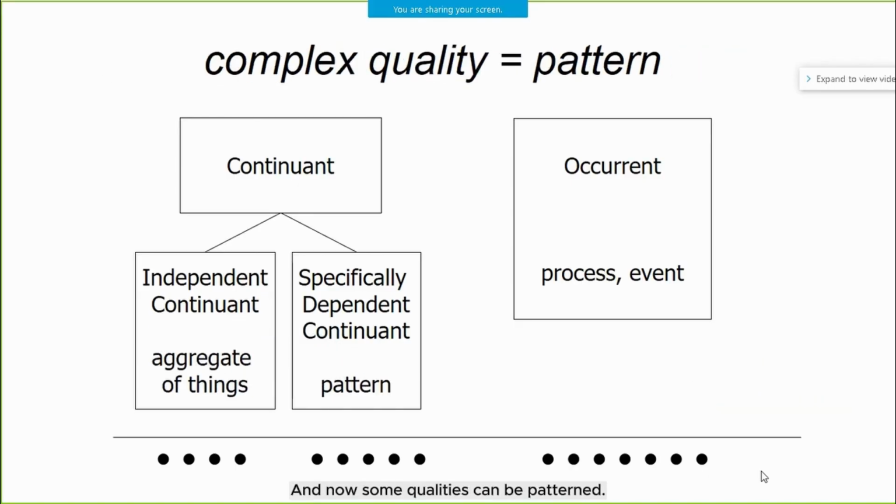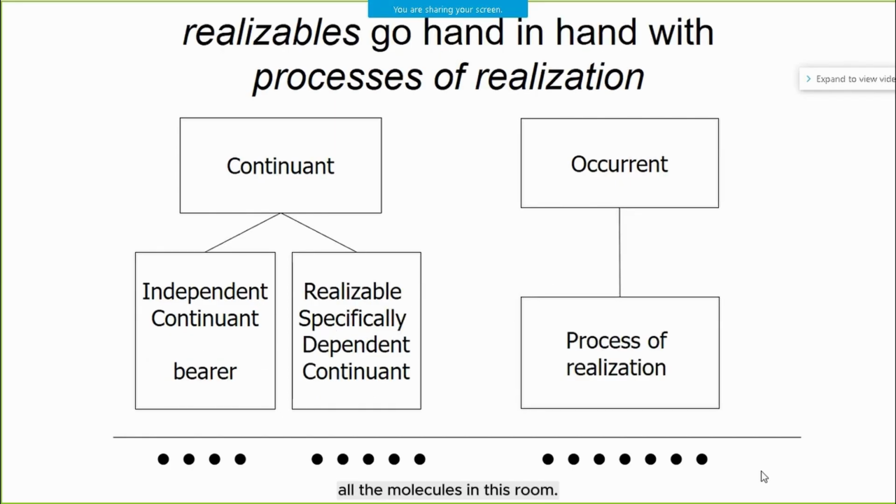And now some qualities can be patterned. For instance, the quality of air pressure in this room is a pattern distributed across all the molecules in this room. And BFO distinguishes between two kinds of specific dependent continuants. On the one hand, there are realizables, such as functions, roles, tendencies, potentials, habits, which you can have without realizing, but they are realizable. And then qualities, which you just have. You don't need to do anything in order to realize it.